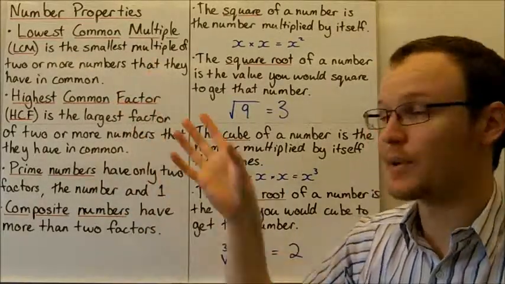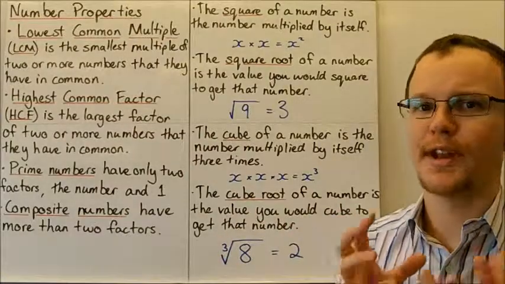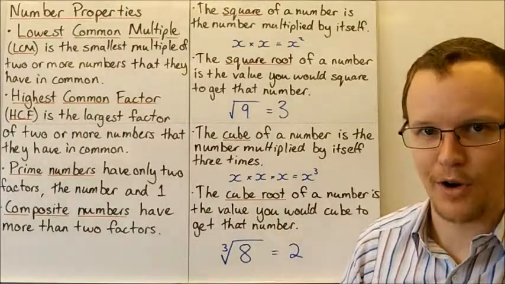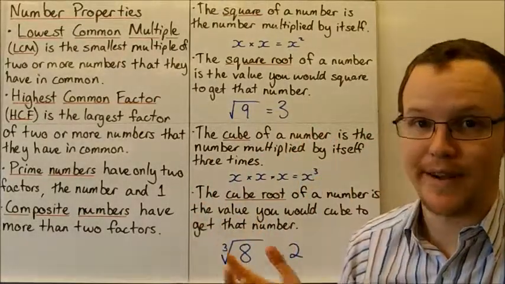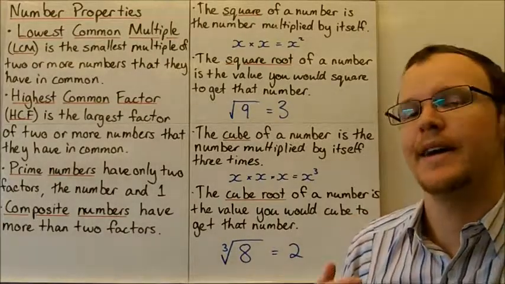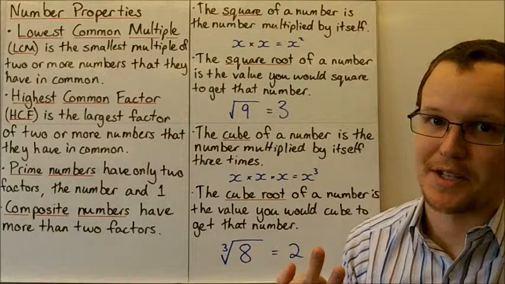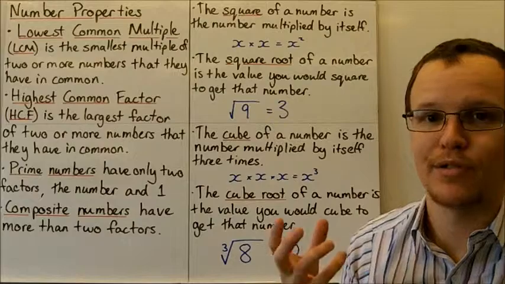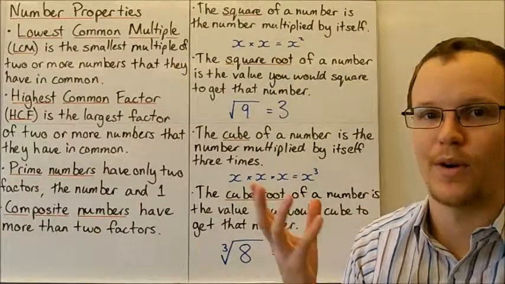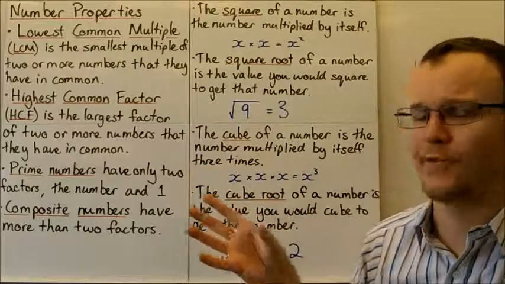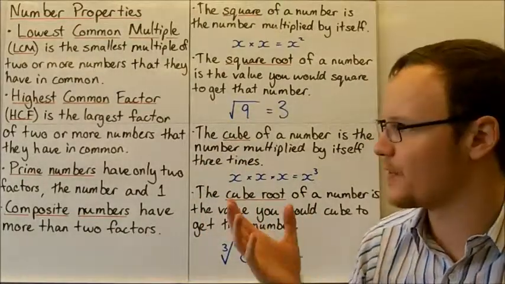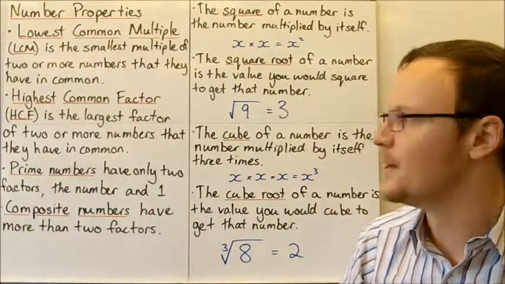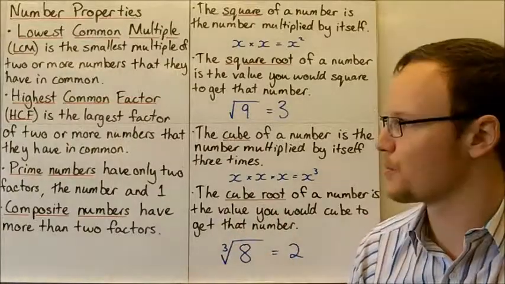So if we look at common factors, then we can have a look at all of the factors that two or more numbers have in common. So if we have a look at the factors of 12 and the factors of 9, 9 has 1, 3, and 9. They're the factors of 9. And 12 has 1, 2, 3, 4, 6, and 12. So the common factors, they both have 1 and 3 as common factors. The highest of those factors, the highest common factor, is 3 for both of them. So the highest common factor for 9 and 12 is 3.